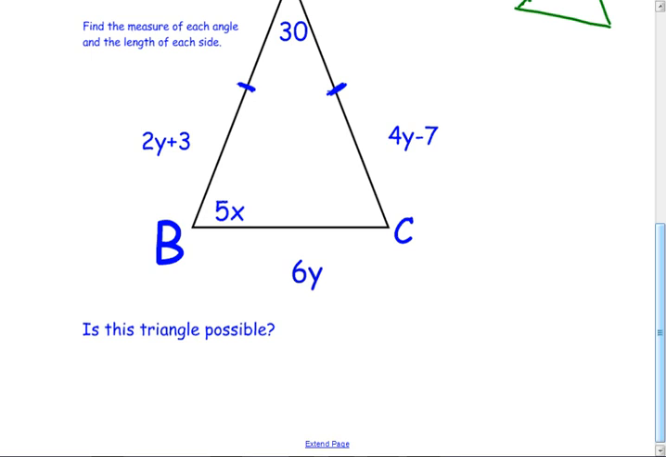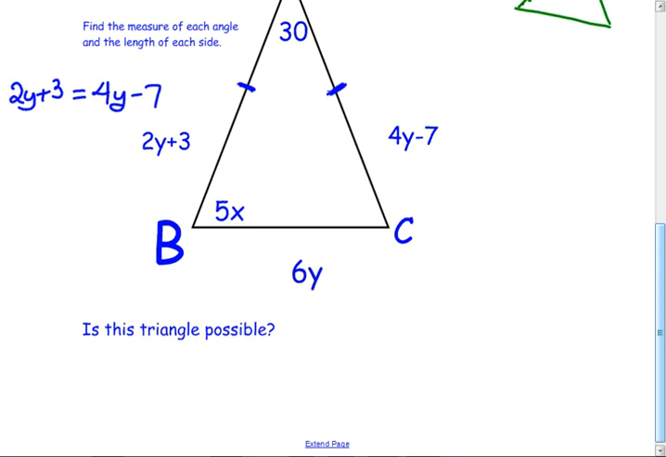It says find the length of each side. Sorry, it's all in blue. If they're equal, what's true about 2y plus 3 and 4y minus 7? They're equal. So you take the geometry to come up with an equation you can solve and find out what the length of the sides are. So I'll let you do that. Tell me what y is.